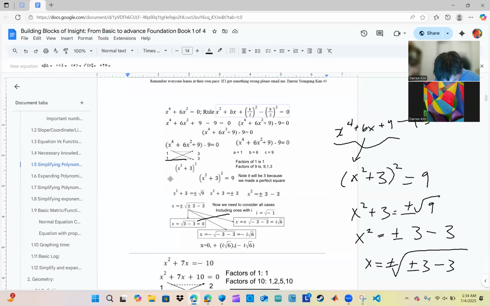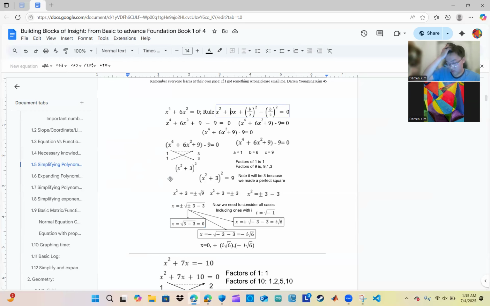So let me see this. Square root of 3 minus 3, plus or minus, right? So if it's minus square root of 3 minus 3, equals 0. Oh, because there's a negative version of it that will also give you 0, so you're fine. Okay. Yeah, I'm right. Not wrong.